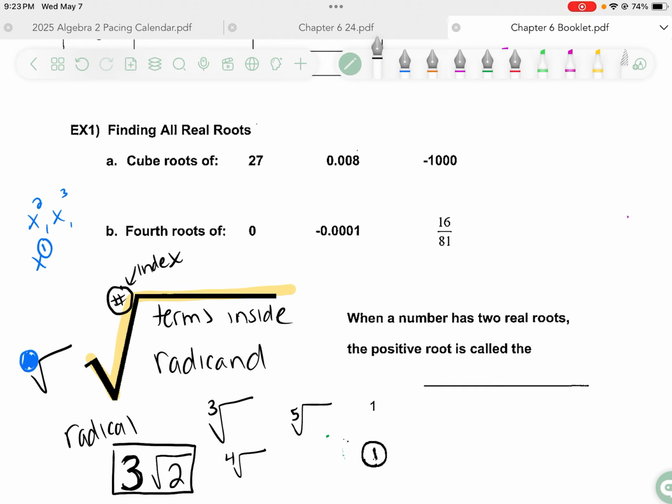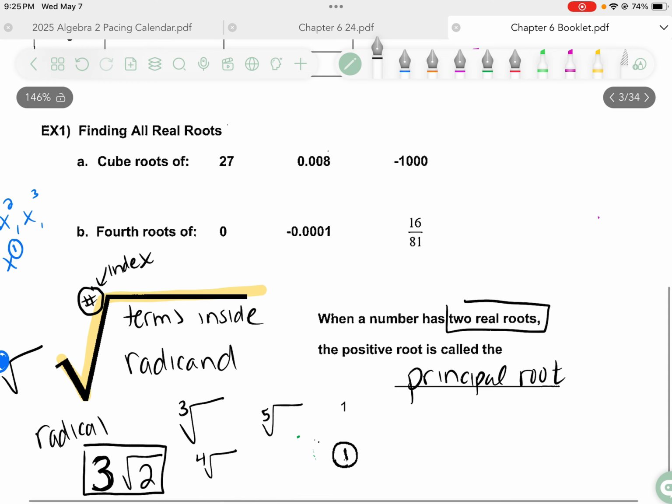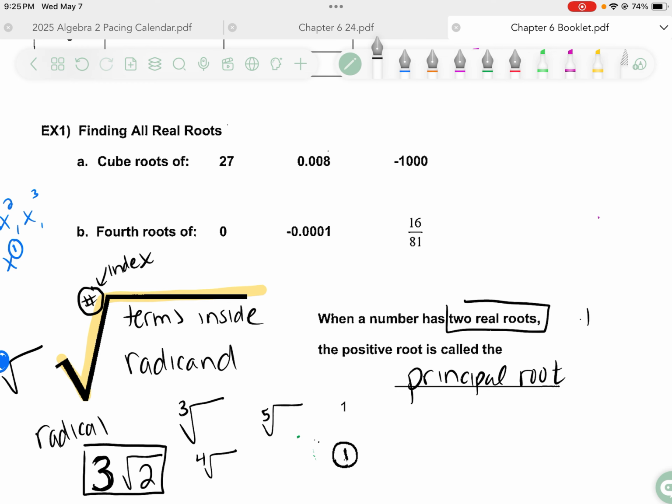When a number has 2 real roots, the positive root is called the principal root. So all that means is if you get an answer like plus or minus 5, if the directions say to just give the principal root, all they want is that positive 5 as the answer.